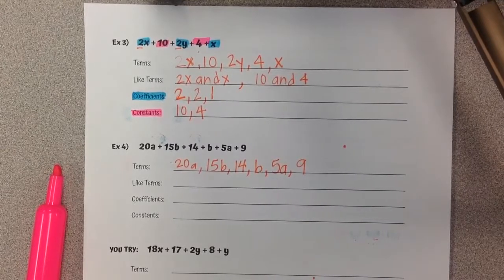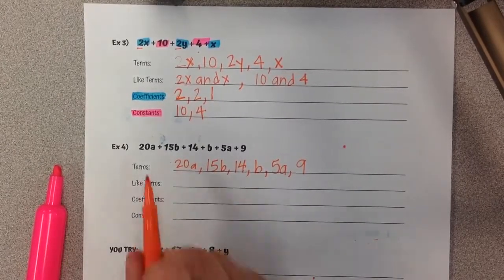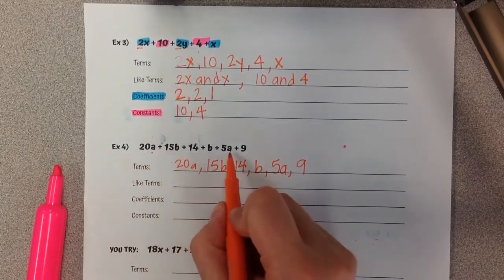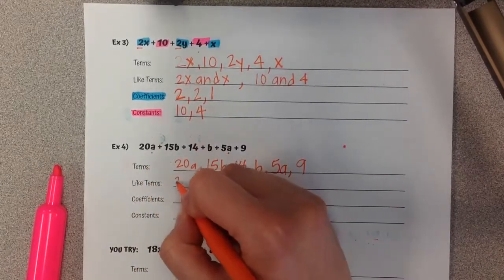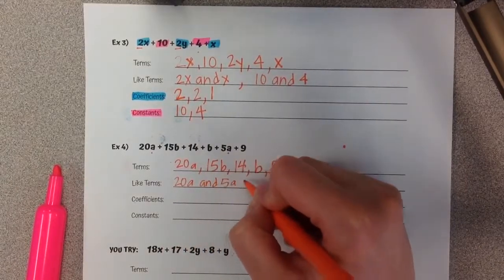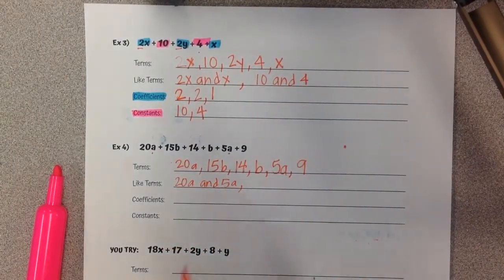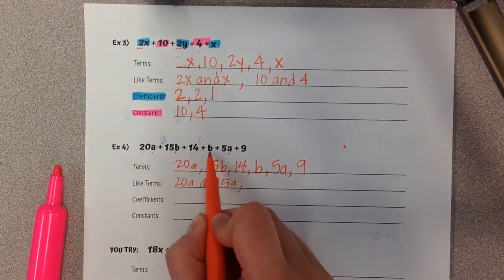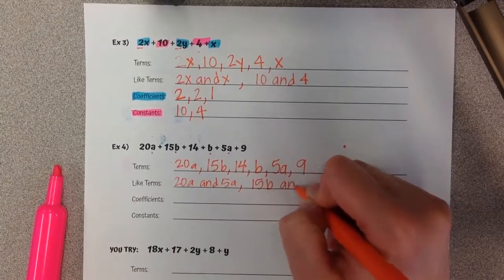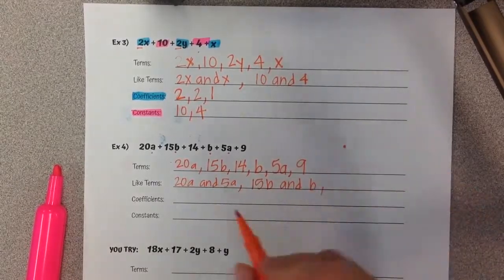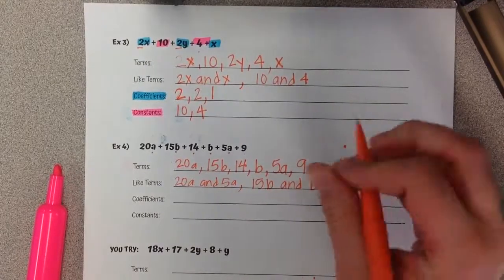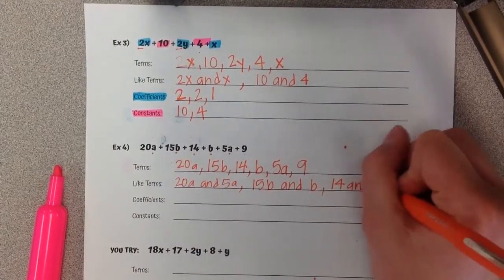Like terms, I'm looking for anything that has the same variable. So I have 20a, and I also have 5a. So 20a and 5a are like terms. I have 15b and b. And then I also have 14 and 9, since they are both constants. They are like terms.